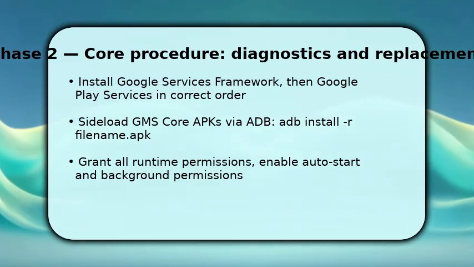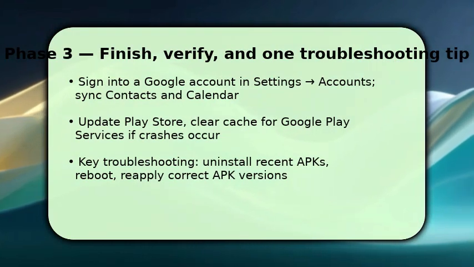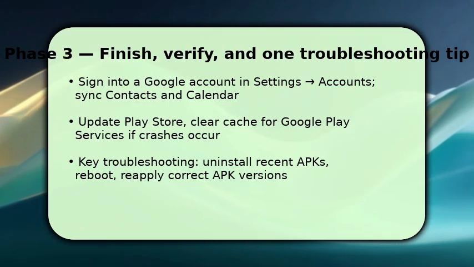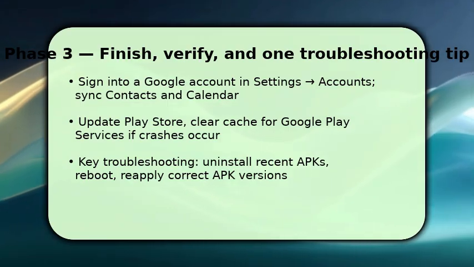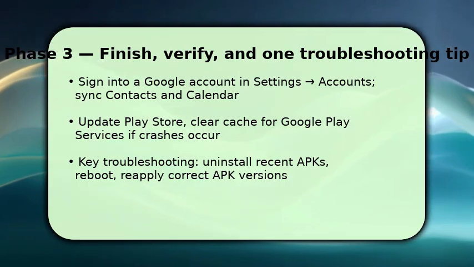You finish by adding your Google account under settings, right arrow, accounts, and verifying sync for contacts and calendar. Once signed in, open Play Store and update all apps. If Play Services keeps crashing, clear cache and storage, then reboot the phone.